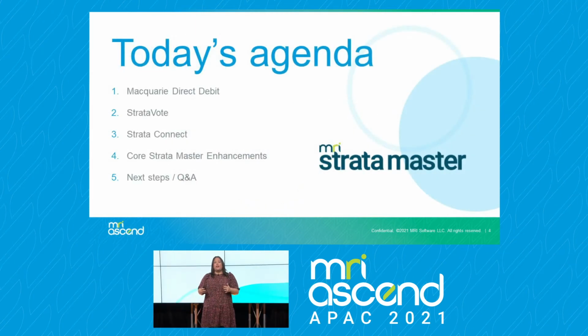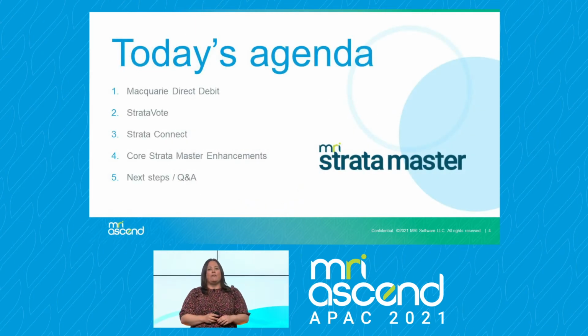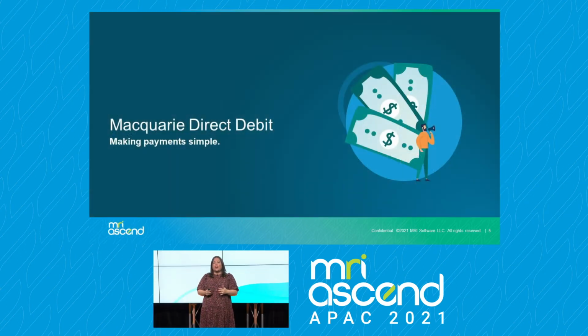Today, I'm going to be talking you through all of the great stuff we have coming in version 14 of Strata Master, from Macquarie Direct Debit, Stratavote, Strata Connect, and some core Strata Master enhancements. At the end, I'll run through some next steps, and we'll also have a Q&A session. So let's get started. Okay, first up is Macquarie Direct Debit.